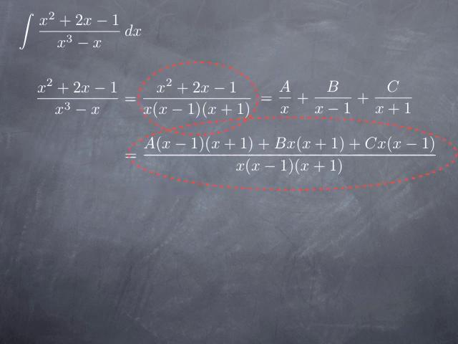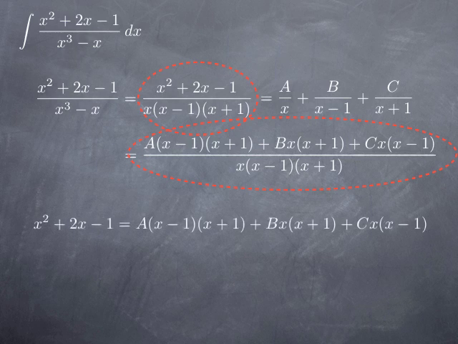Now if we look at these two fractions, they have the same denominator, and therefore if they are equal, they should have the same numerator. So we end up with the equality x squared plus 2x minus 1 equal to the numerator of our fraction that depends on a, b, c. On the left hand side, we have a quadratic function. On the right hand side, we also have a quadratic function, but that is not written in standard form here. So this is what we're going to do, write it in standard form.